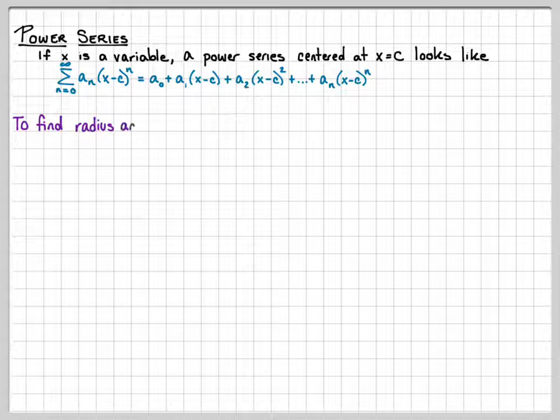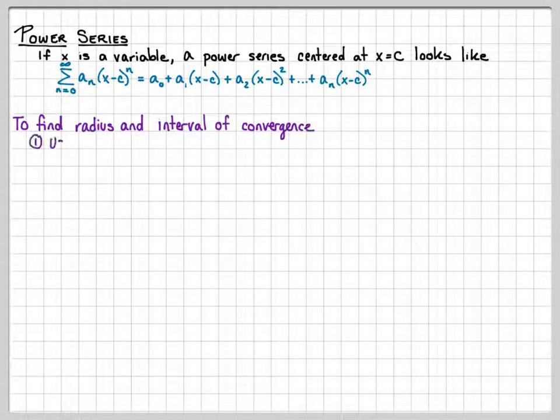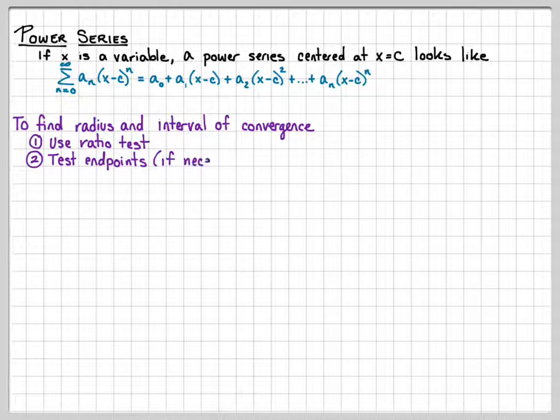There are different ways to find radius and interval of convergence. For this class, you're only going to need to use the ratio test or the geometric series test, but mostly the ratio test for most power series that you'll end up on. Anyways, you also have to test the endpoints if necessary when you are doing radius and interval of convergence. So let's do an example, because it's hard to explain how to find radius and interval of convergence unless we're doing an example. So here's your first example.